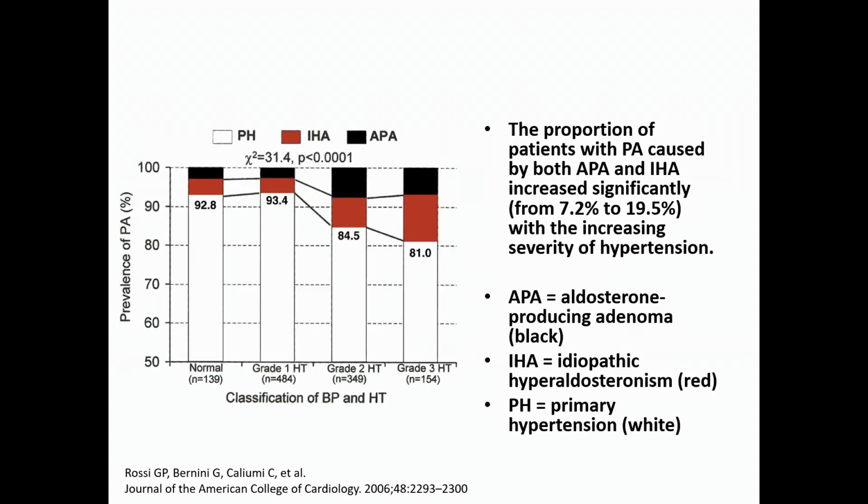Then the next figure looked at the proportion of patients with primary hyperaldosteronism, by the degree of hypertension, who had the different conditions. So on the left bar here, these are the patients with normal blood pressure, and 92% were just primary hypertension. But on the right side, among the patients with the most severe hypertension, a larger portion of them had either idiopathic hyperaldosteronism or an aldosterone-producing adenoma.